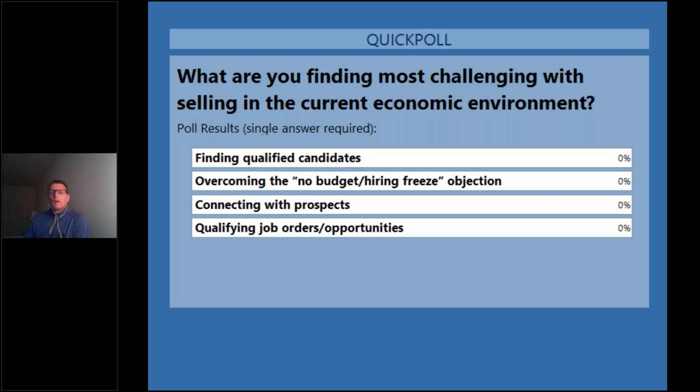So, yeah, not surprising. It's overcome the objection of no budget, hiring freeze. And then the other one, which probably is prevalent whether there's a pandemic going on or not, and that's connecting with prospects. So we're gonna talk about that first one at 54%. We're gonna address that one head on, and I've got an idea to share with you on how we can overcome that. And I'll make sure that I weave into today's discussion the keys with getting callbacks or replies to your voicemail and your email messages.